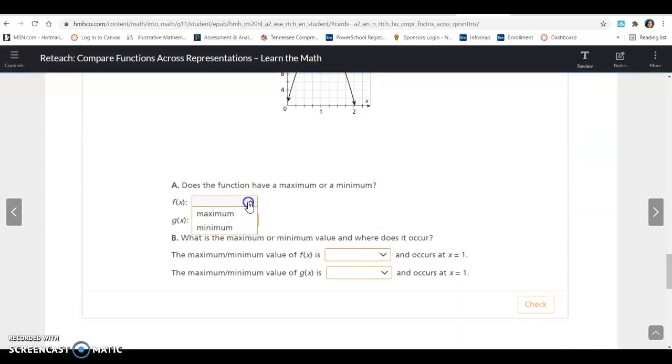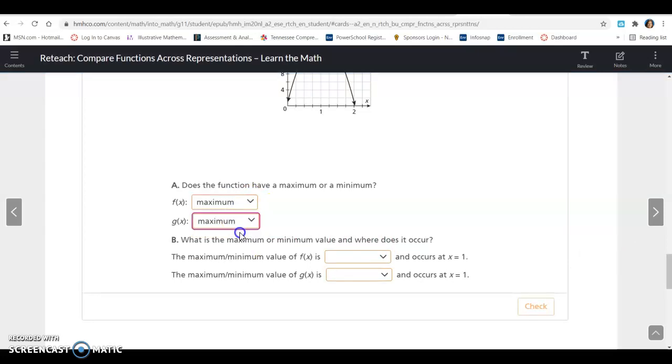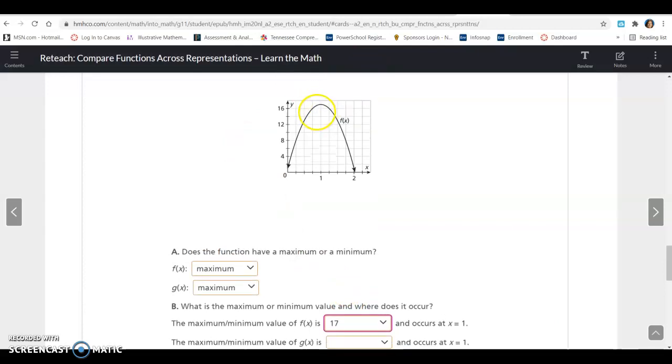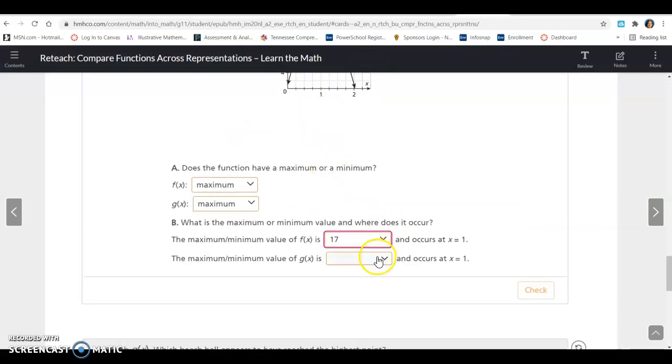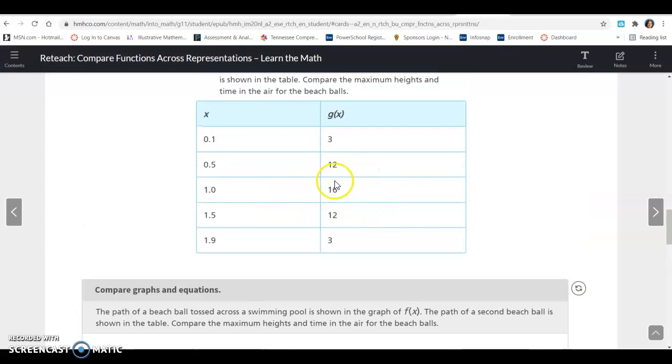So f of x, the highest point, was a maximum. It also had a maximum for g of x. And for f of x, the maximum was 17. Again, looking at the graph, f of x is the graph. And then the maximum of g of x was 16. And that came from the table. We're looking at the table right here for the highest y value.